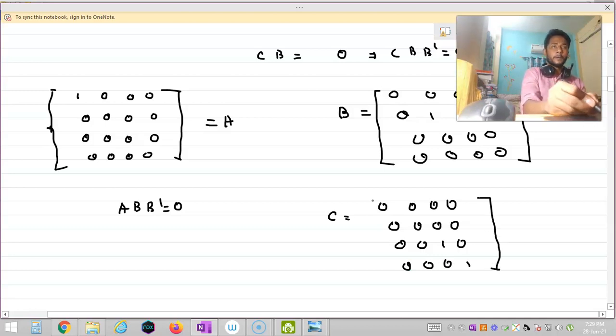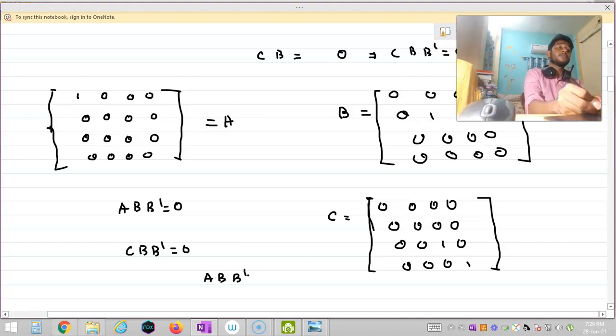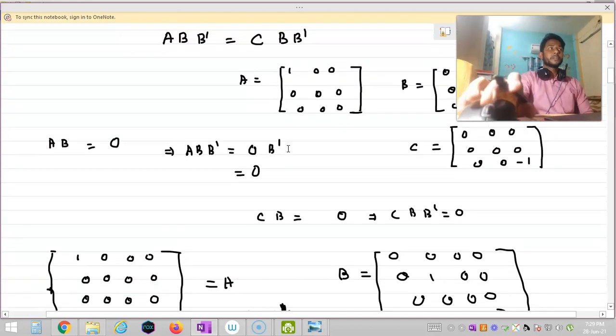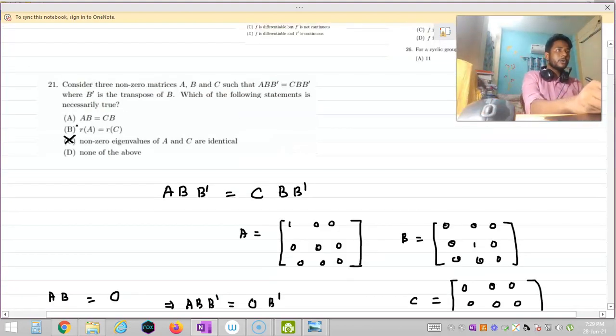Again, if you multiply C with B, you will get the 0 matrix. Then C B B' is again 0. Hence I can say that A B B' is equal to C B B'. What is the rank of A? You can see that there is only one non-zero row, so rank of A is equal to 1. There are two non-zero rows in C, so rank of C is equal to 2. So rank of A is not equal to rank of C. So option B is also not correct.